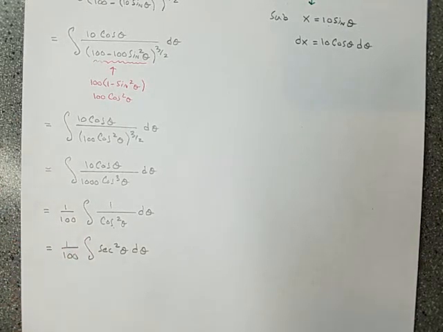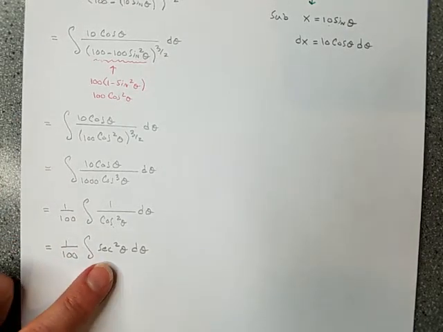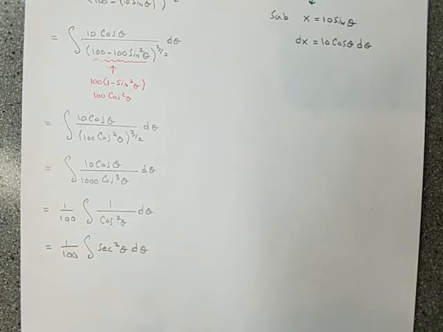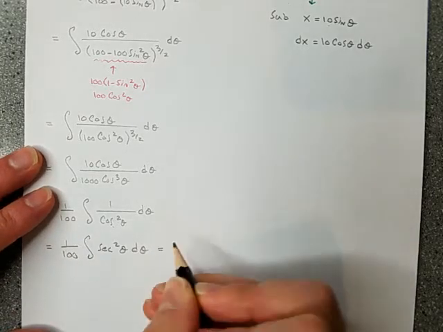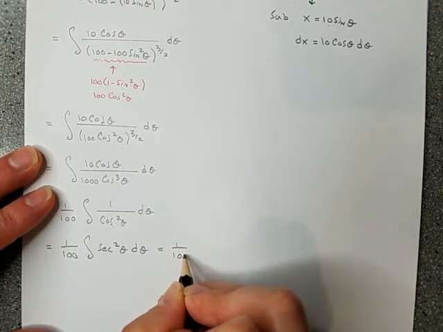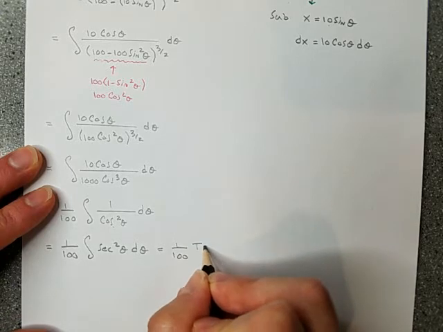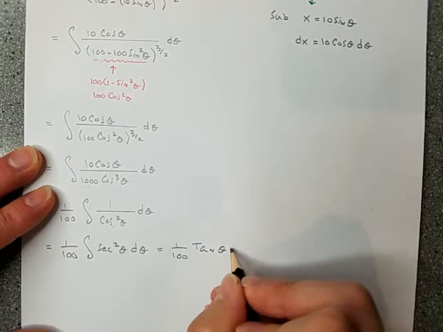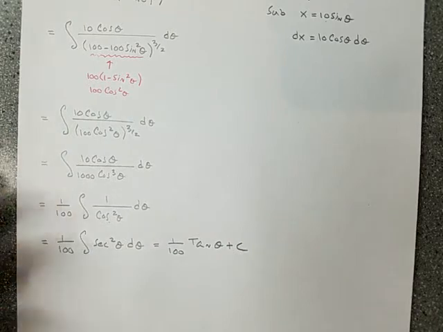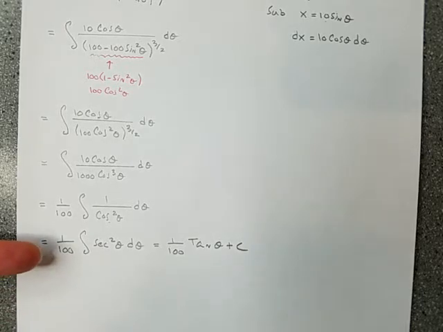This is the point where I wanted to get. Do you know something that if you took the derivative of it, you would get secant squared? Is there such a thing? And it is tangent, right? So my answer, 1 over 100 tangent theta plus c. Okay, yes, it is true. The derivative of tangent is secant squared. All right, so that's what we were hoping for, right? To get it to that point. Work to get to that point, but we got there.